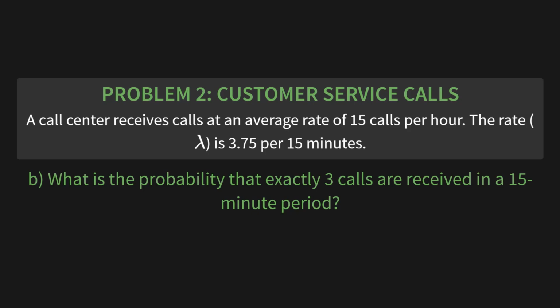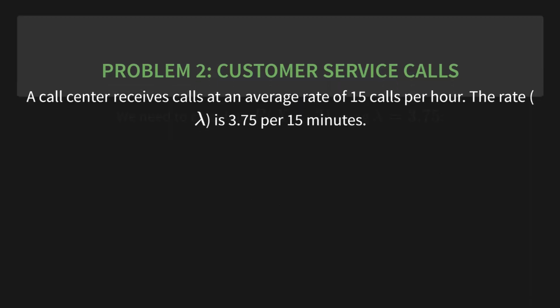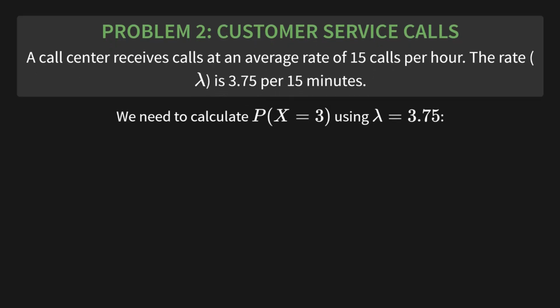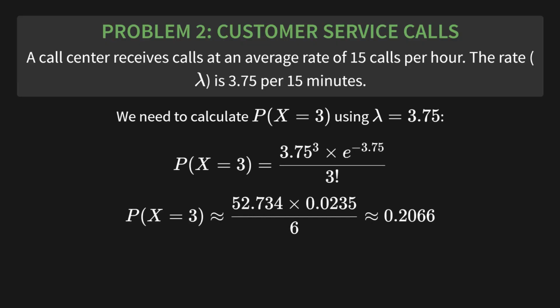Now for part B. Given our rate, lambda is 3.75 per 15 minutes, what is the probability that exactly 3 calls are received in a 15-minute period? Okay, let's walk through this formula together. We need to calculate p of x equals 3 using our lambda of 3.75. So we plug the numbers into the formula you see on the screen. That's 3.75 to the power of 3 times e to the power of negative 3.75, all divided by 3 factorial.